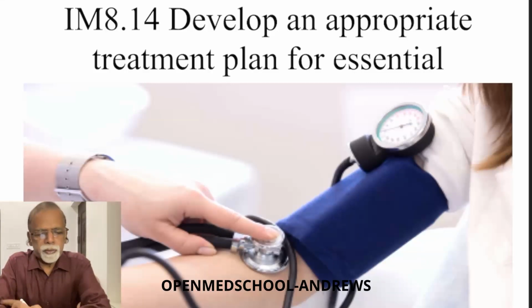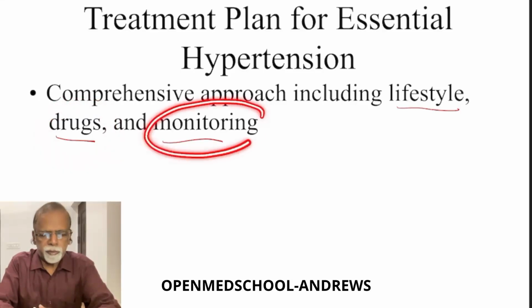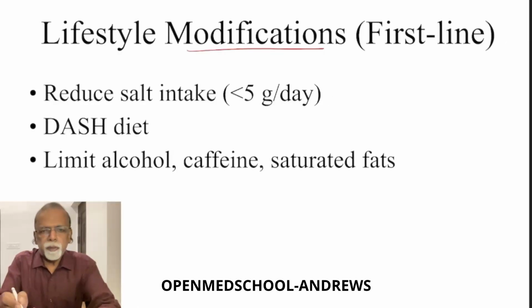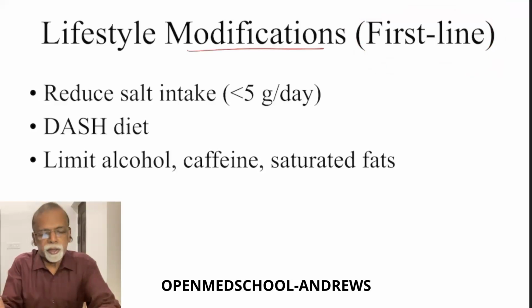Today I am going to discuss Internal Medicine 8.14, Appropriate Treatment Plan for Essential Hypertension. We have discussed the classification and investigations for hypertension earlier. A comprehensive approach should include lifestyle, pharmacotherapy, and monitoring. These are the three parts of the comprehensive plan. Lifestyle modification is the first line thing to be done for all patients.